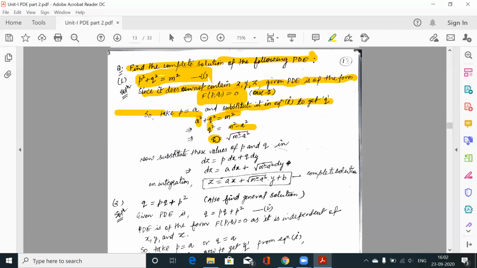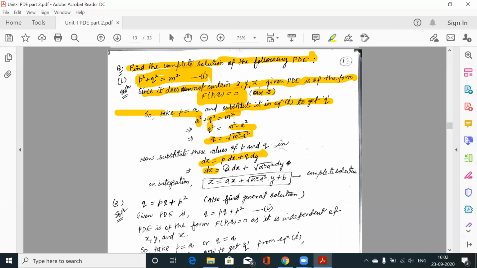And so finally q is square root of m square minus a square. So we have got the values of p and q. P is a, q is square root of m square minus a square. Now we have to substitute this in this equation, dz is equal to p dx plus q dy.